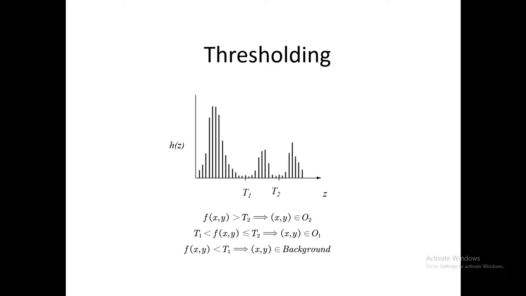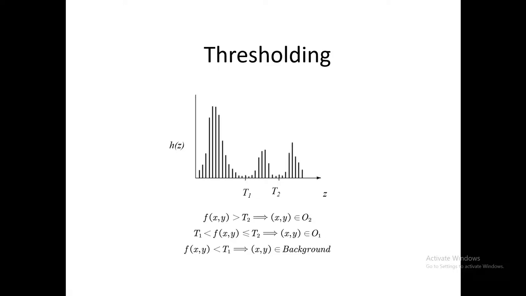In the other case, if the intensity value in this region is greater than T1 and less than or equal to T2, f(x,y) is greater than T1 and less than or equal to T2, then we say that this particular pixel belongs to O1, or object 1. So the decision rule will be like this: T1 is less than f(x,y), which is less than or equal to T2, for the (x,y) location, and this pixel intensity will go to O1.